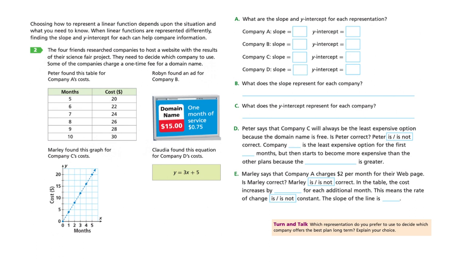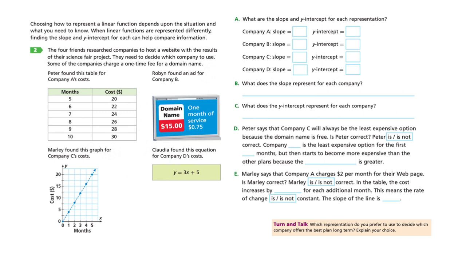For me personally, it would be easier to see different companies represented the same way, but you can create a table from any of the other things or create a graph or whatever is easiest for you to be able to compare. So let's look at the questions. What are the slope and y-intercept for each representation? So look at those. What does the slope represent for each company? What does the y-intercept represent for each company?